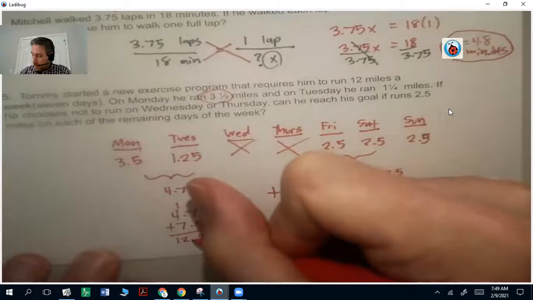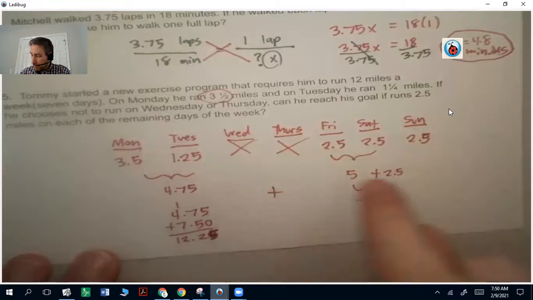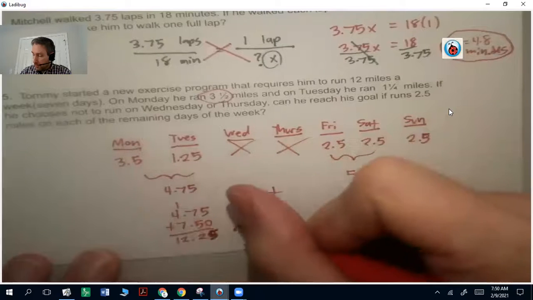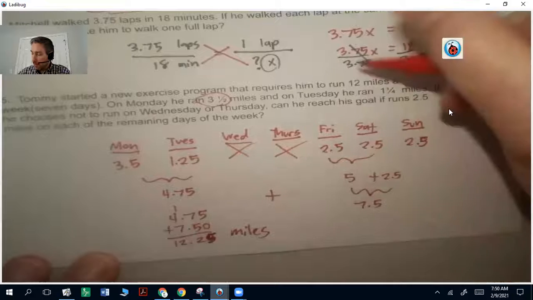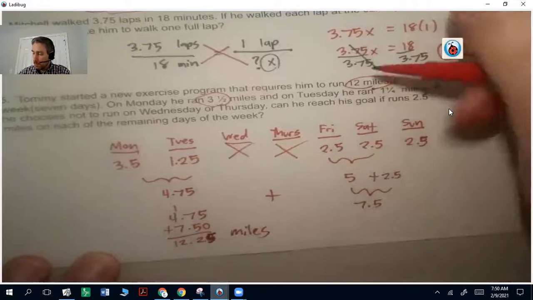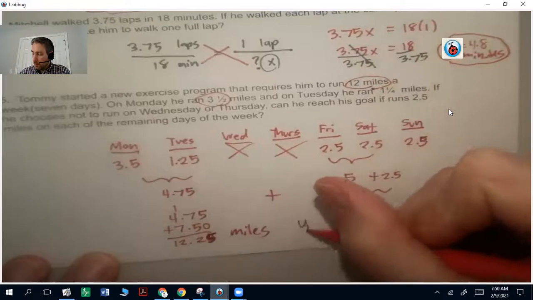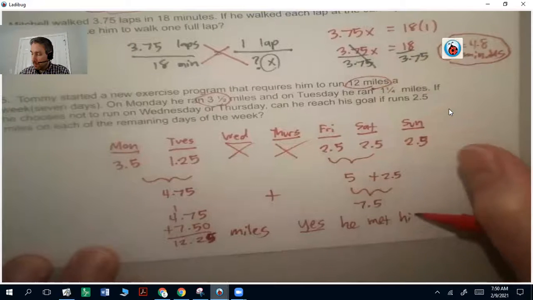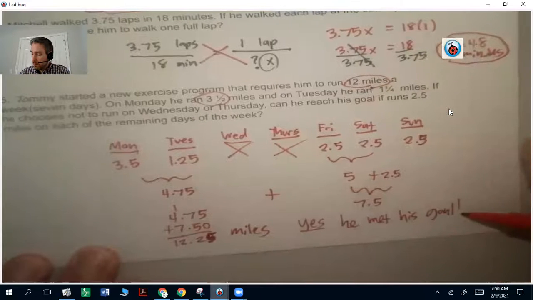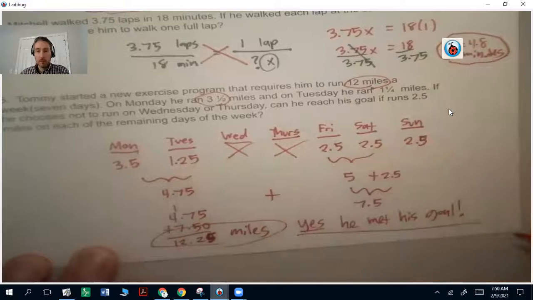So it looks like 12.25 miles is the total. And he needed to run 12 miles. That was his goal. So yes, he met his goal. There you go.